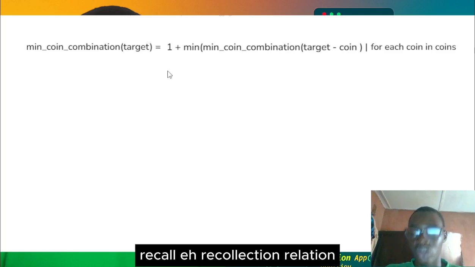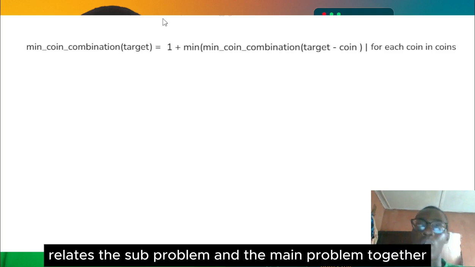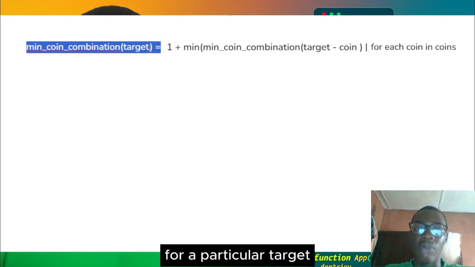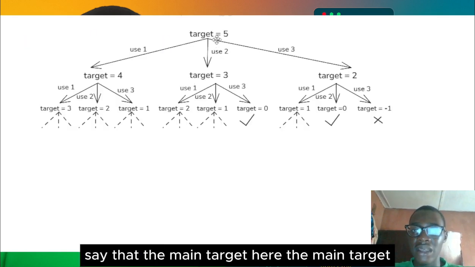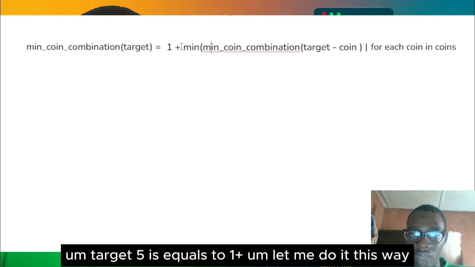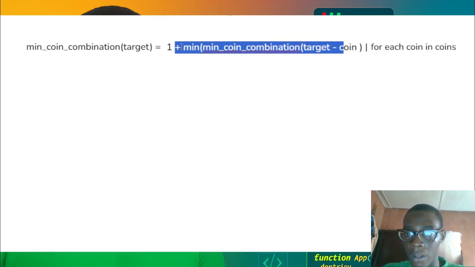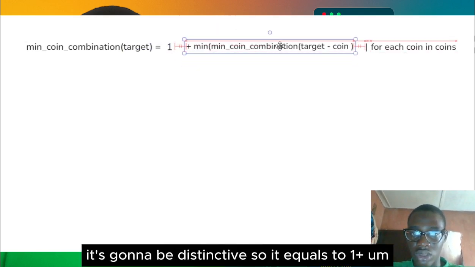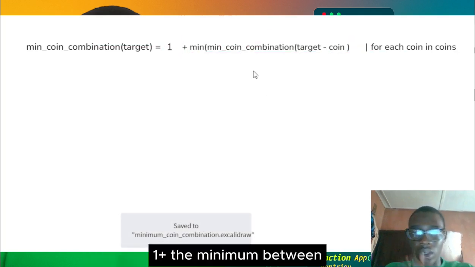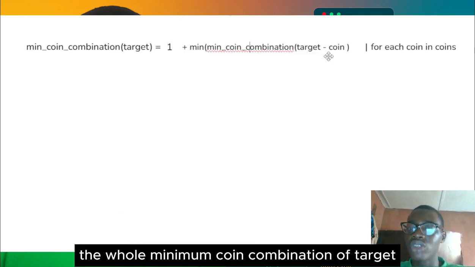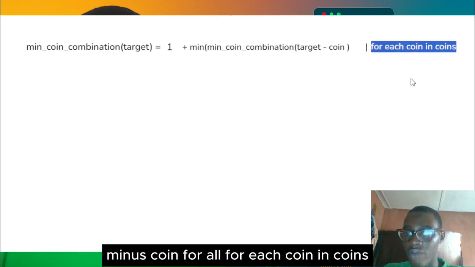a recurrence relation. It relates the subproblem and the main problem together, right? So the minimum coin combination for a particular target, say the main target, target 5, is equal to 1 plus the minimum between the minimum coin combination of target minus coin, for each coin in coins.